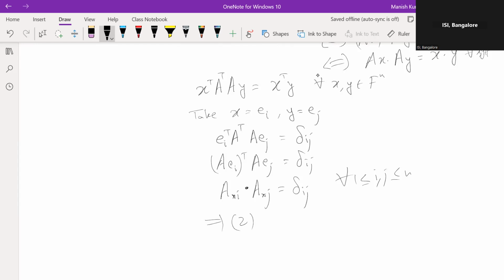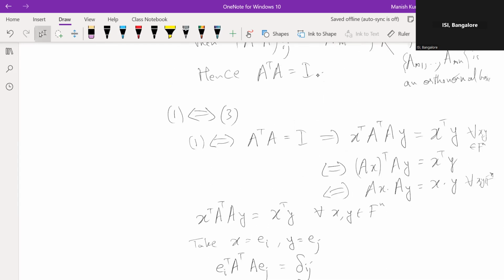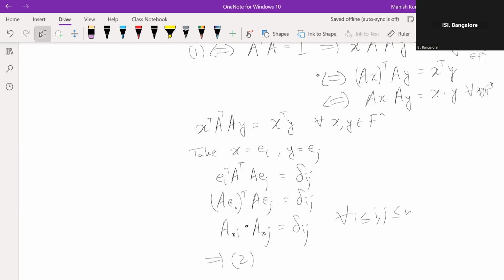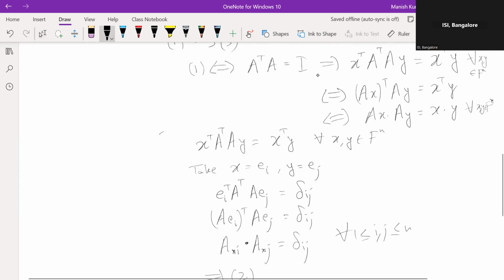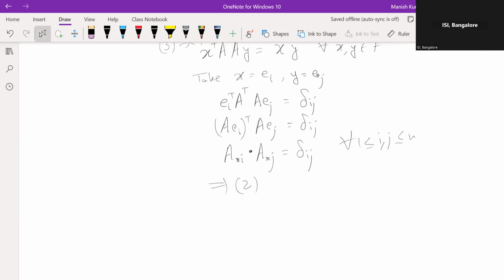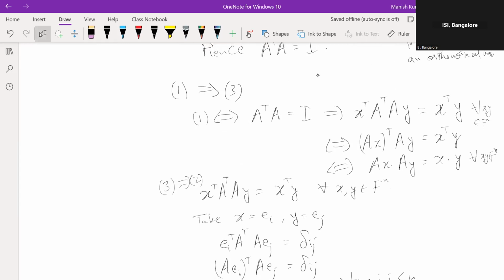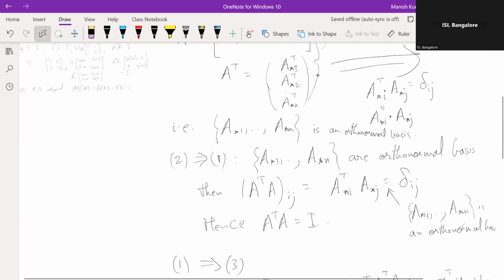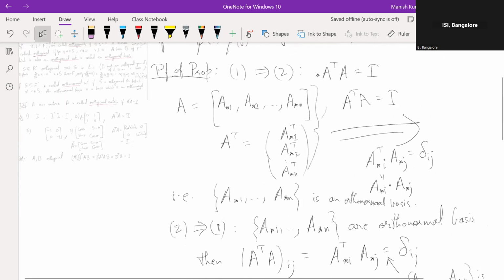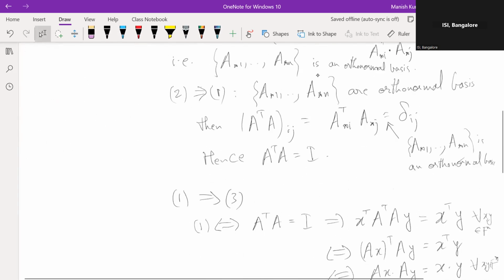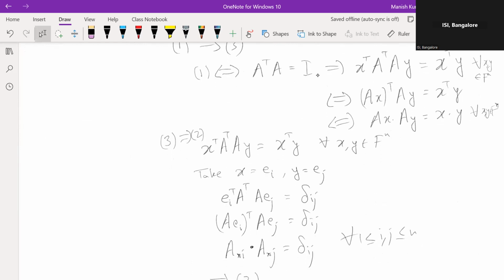So this implies 2. What we have proved is 3 implies 2. So the columns of A form an orthonormal basis. I guess we have done everything: 1 implies 3, 3 implies 2, and 2 implies 1. So maybe 1 implies 2 was not needed; we could have gotten rid of it. Okay. Is that fine, everyone? Any questions or comments?